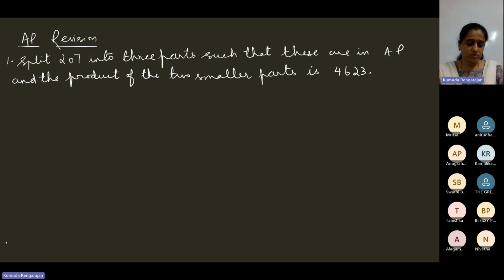Split 207 into 3 parts such that these are in AP and the product of the two smaller parts is 4623.